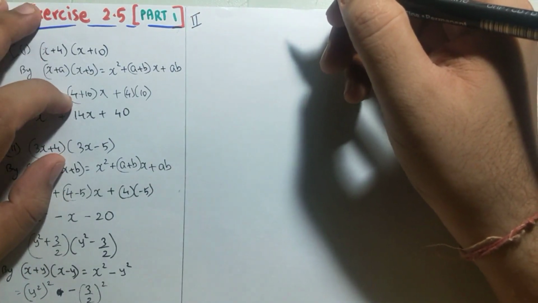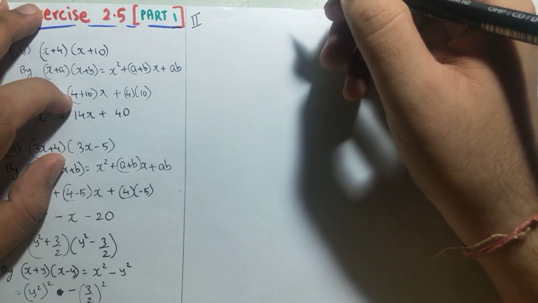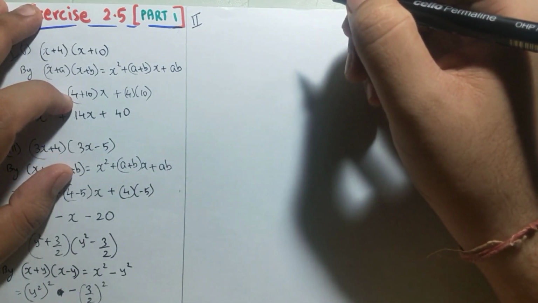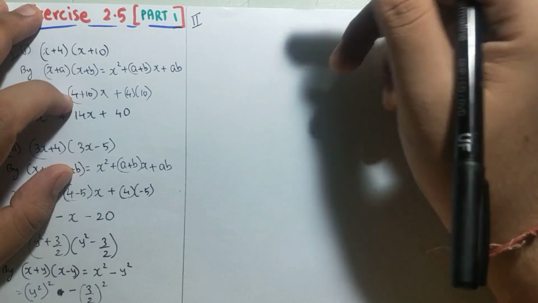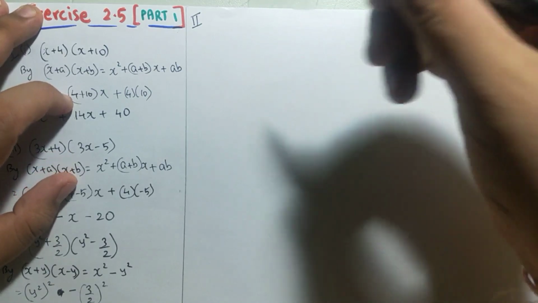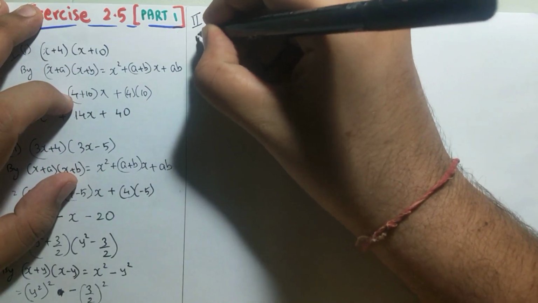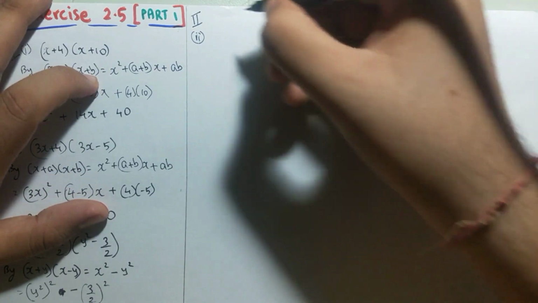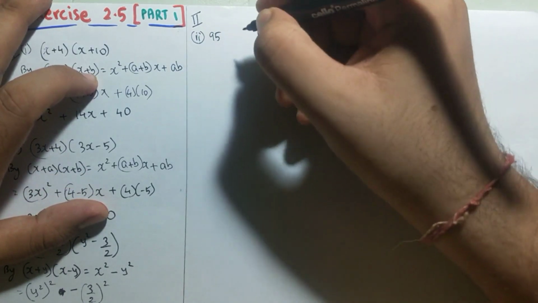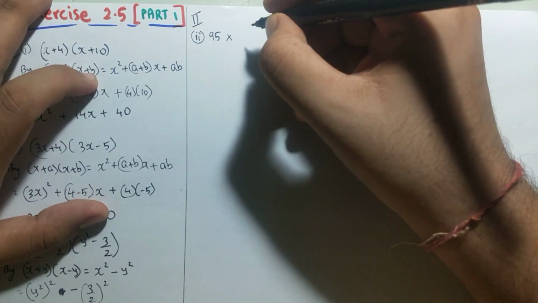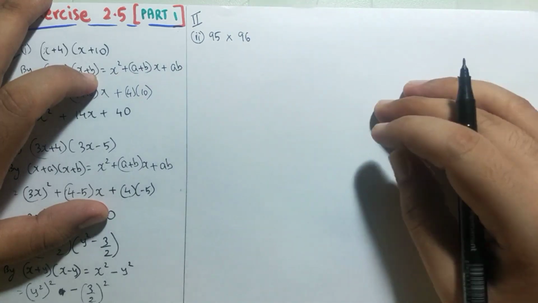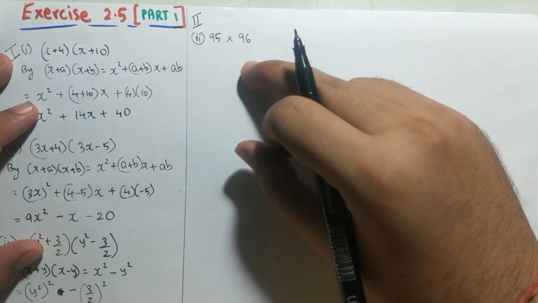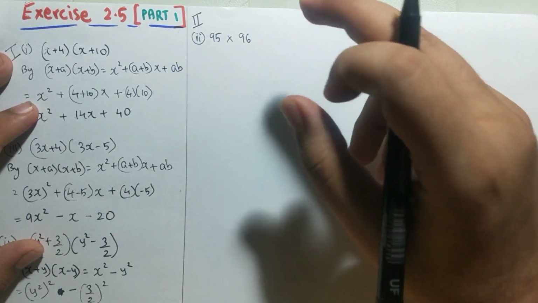The second question is: evaluate the following products without multiplying directly. They are given as products and we have to solve them without multiplying directly. I'll be solving the second and third one. The first one you can do by yourself. If I teach you the second one, you will get the hint for the first one. That is 95 multiplied by 96. To solve them, we don't have to multiply directly. You should know the identity.